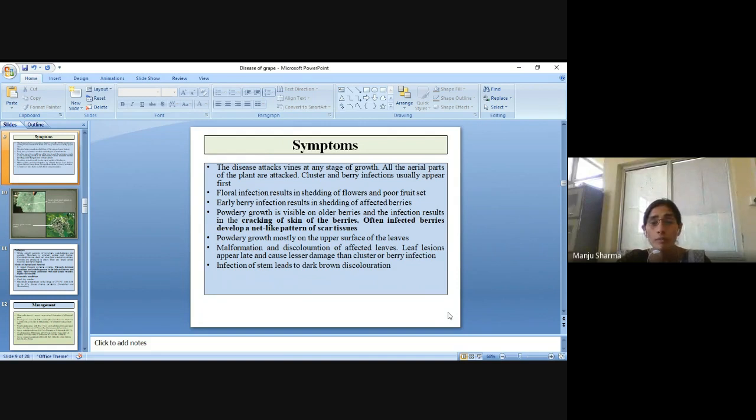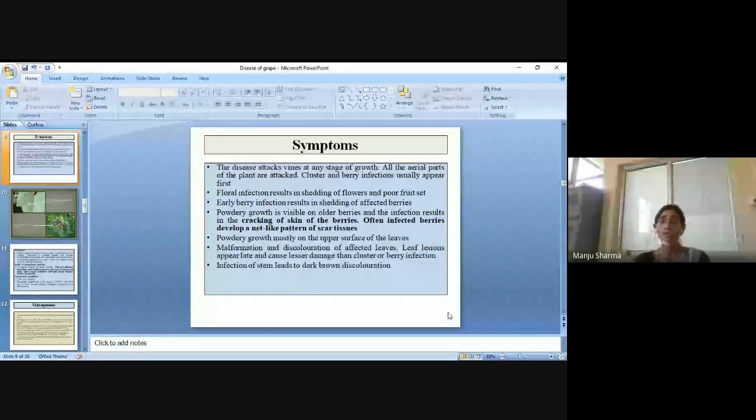Powdery growth is visible on older berries, and the infection results in the cracking of skin of the berries. But in case of downy mildew, basically the skin of the berries is not cracked. So often infected berries develop a net-like pattern of scar tissues.